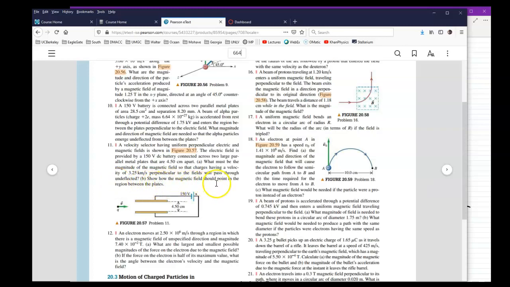B, show that the magnetic field should point in the region between the plates. Again, this is the second part. You need to know the right-hand rule. Please take the time to learn the right-hand rule.